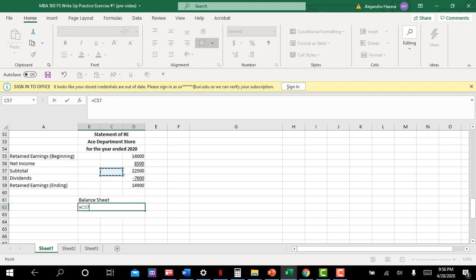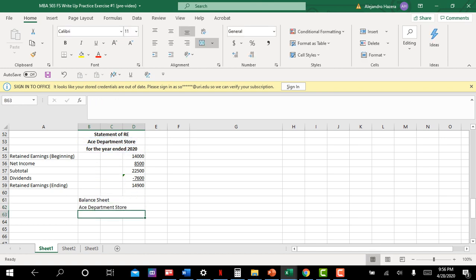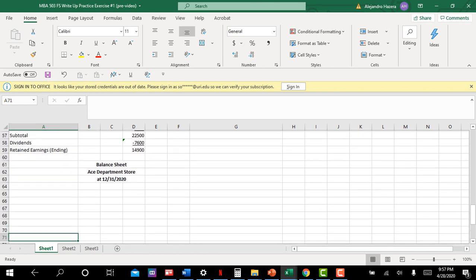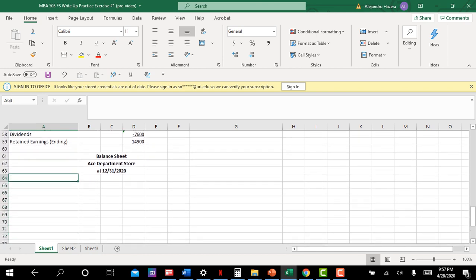This is for the ACE apartment company at 12/31/2020. This is definitely a balance sheet. Notice that this is as of a specific point in time. Okay, so let's go ahead and go down and see what categories we have here.